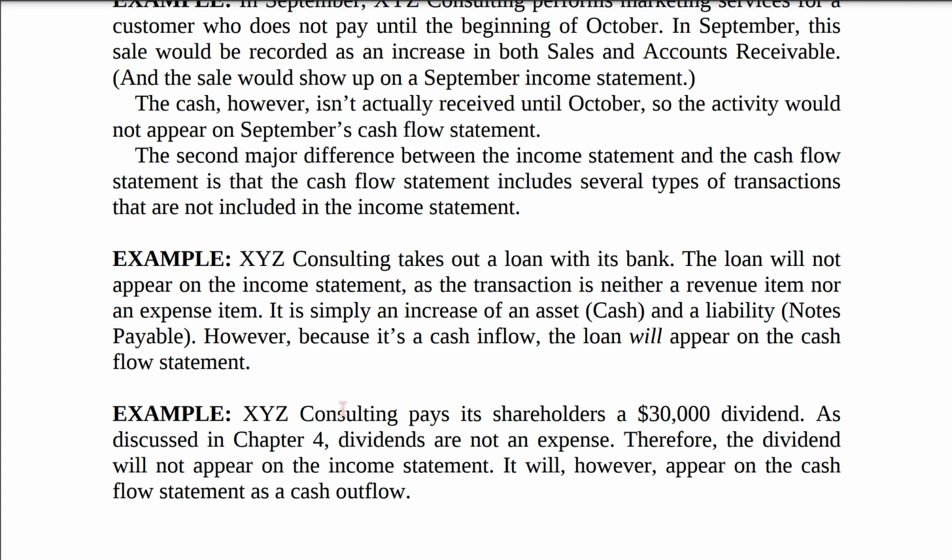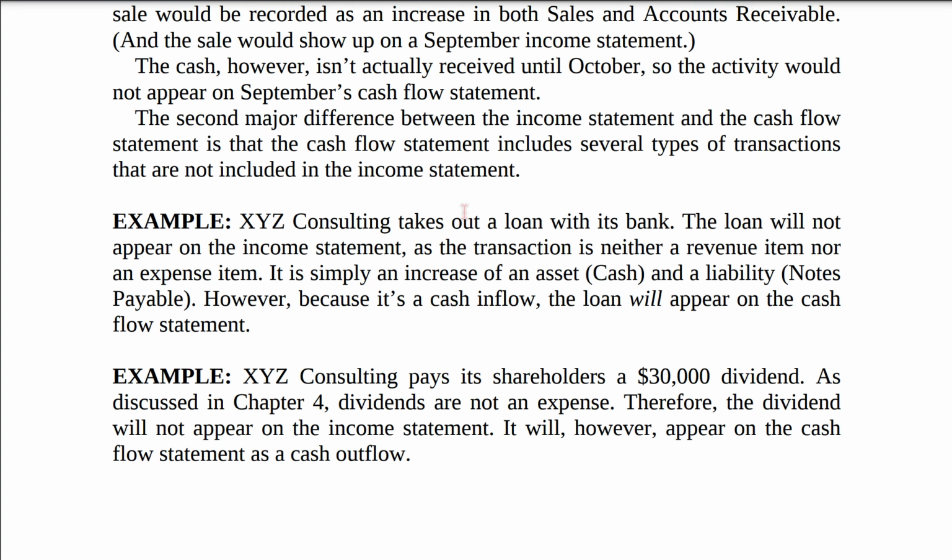Income statement records only those expenses or incomes which are revenue in nature, but cash flow statement records all of them, both revenue and capital nature. Example: XYZ Consulting takes out a loan with its bank. The loan will not appear on the income statement as the transaction is neither a revenue item nor an expense. It is simply an increase of an asset, that is cash, and a liability, that is payable. However, because it's a cash inflow, the loan will appear on the cash flow statement.